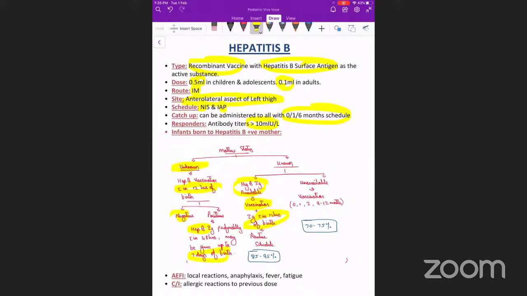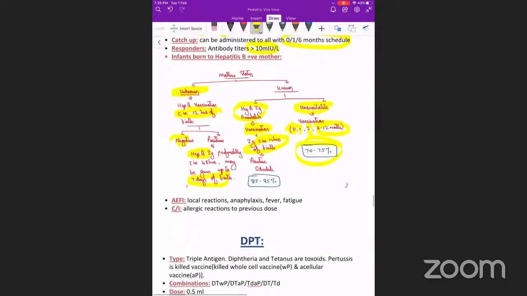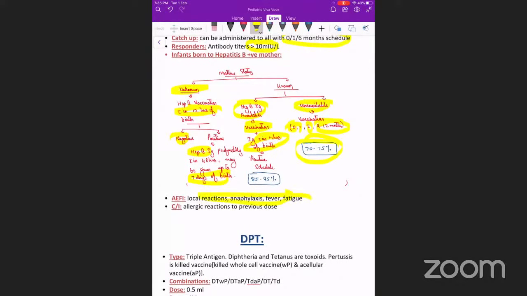If the hepatitis B immunoglobulin is not available, you might be in a rural area wherein you have delivered in a small hospital and it is not available. In that case, you give vaccination at 0, 1, 2, and 9 to 12 months. Four doses are given, and this has efficacy of up to 70 to 75%. Next is adverse effects following immunization: local reactions, anaphylaxis, fever, and fatigue. And the contraindication is an allergic reaction to a previous dose.